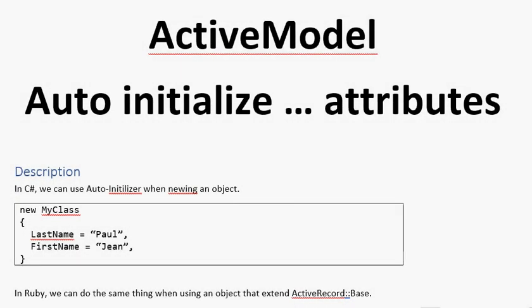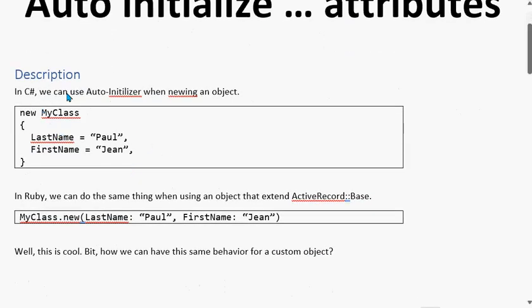Hi, today we will see a feature that we use in Ruby, which is auto-initialize with attribute. We will go over how, when you do an ActiveRecord object, you can give a hash, and then it will automatically initialize the attributes. You have the same thing in C#. We can use an auto-initializer when creating an object.